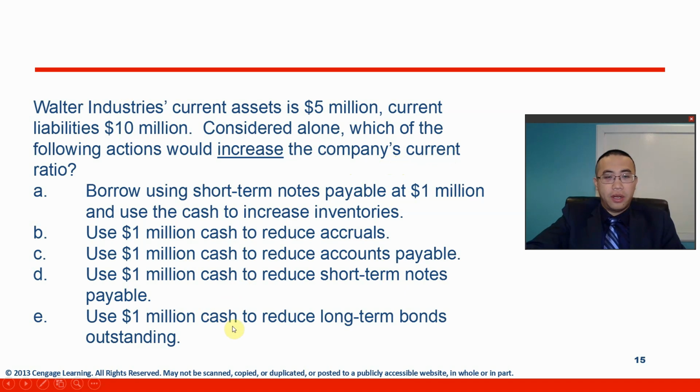E, use $1 million cash to reduce long-term bonds outstanding. So your cash will be reduced, so current assets will go down to 4 million, and the long-term bonds will be reduced to 2. However, it has nothing to do with your current liabilities. So your new current ratio will be 4 million divided by 10 million, so that's going to be 0.4, which is lower than the previous 5 over 10. So we do not select E either.